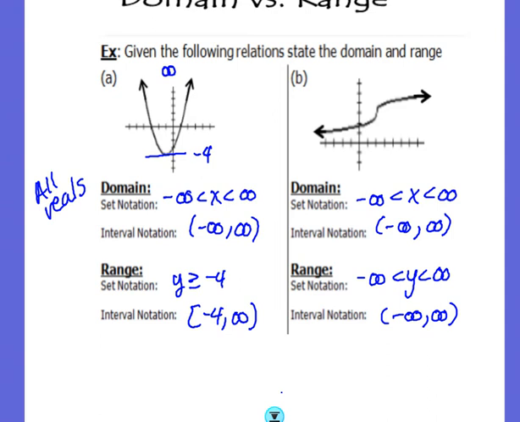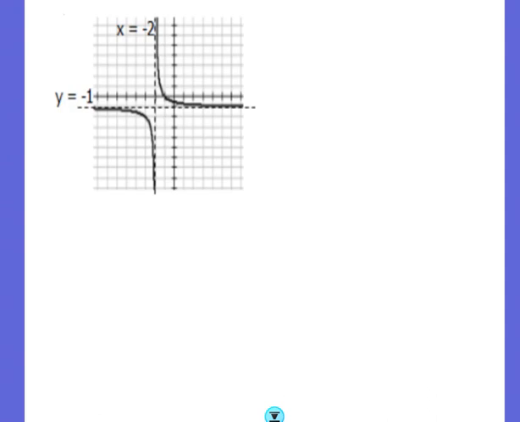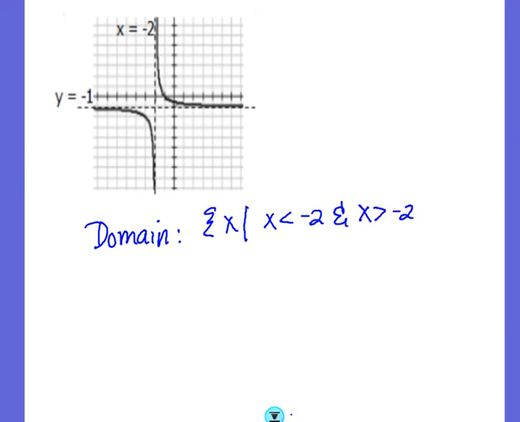Alright, another example. This one has a break in our graph. So let's do domain. There's a break at -2. So we can write our domain as an interval in set notation like this: x such that, we're going to the left, so x is less than -2. Notice it's less than because I want to skip over the -2, and x is greater than -2.